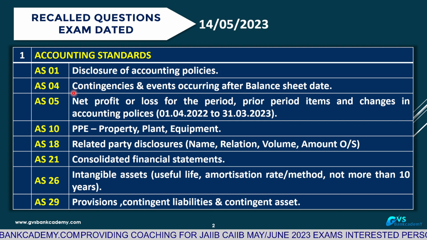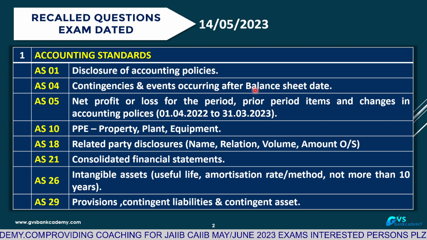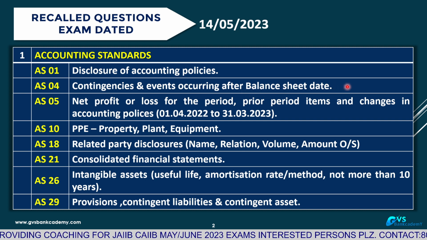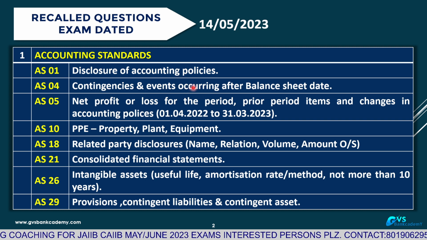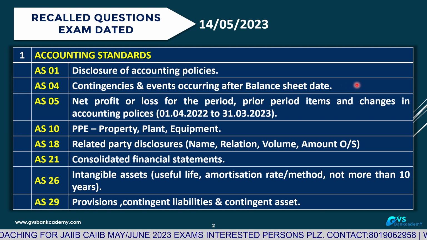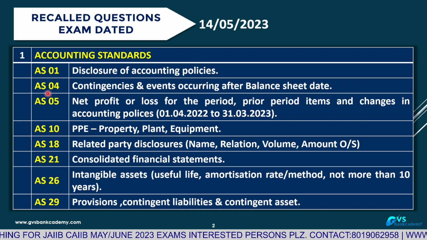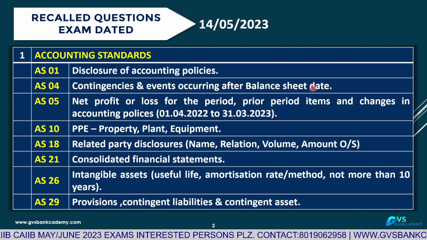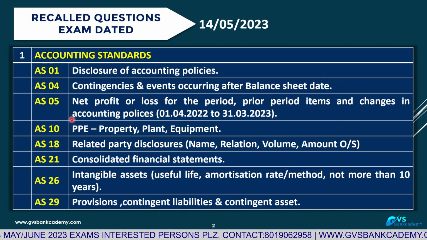Accounting Standard 4, contingencies and events occurring after the balance sheet date. Balance sheet date is 31st March. From that date up to finalization of the balance sheet, any contingency events that occur have to be noted in the financial statements. That is called Accounting Standard 4, contingencies and events occurring after the balance sheet date, that is 31st March to finalization of the balance sheet.